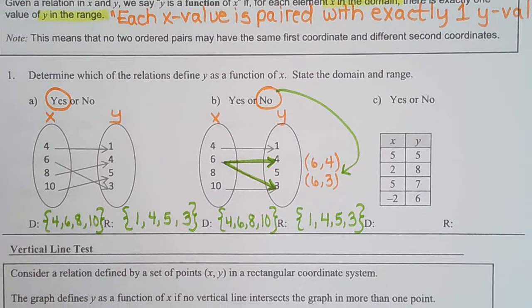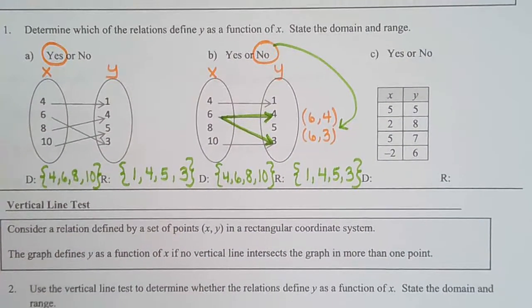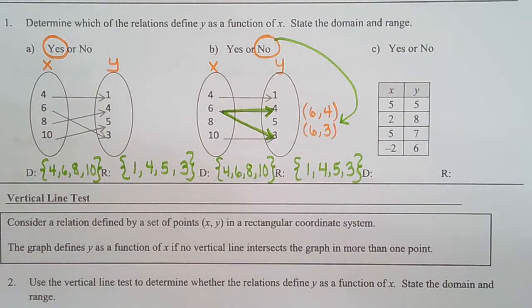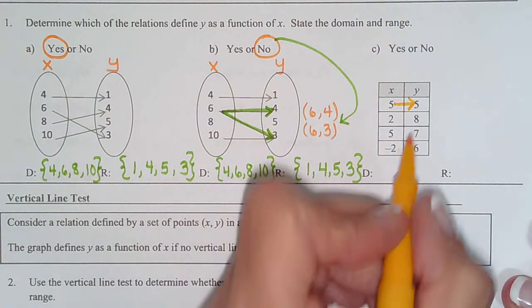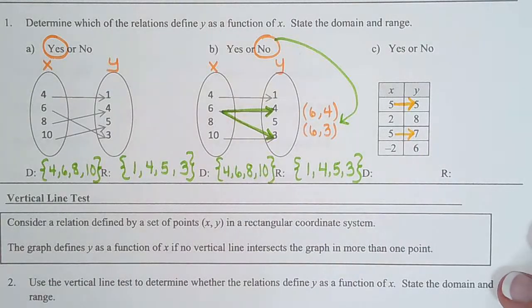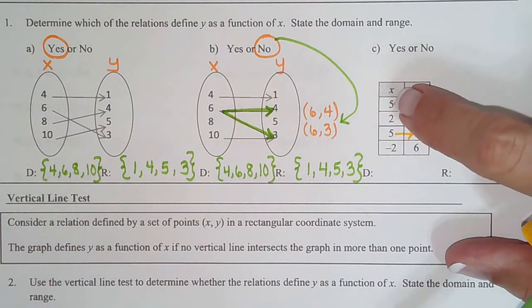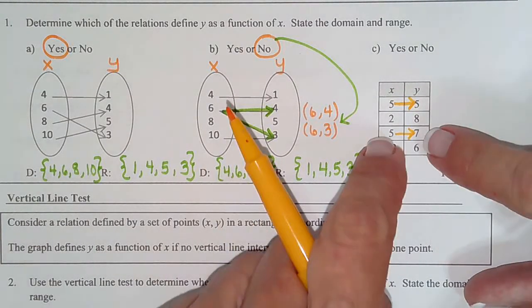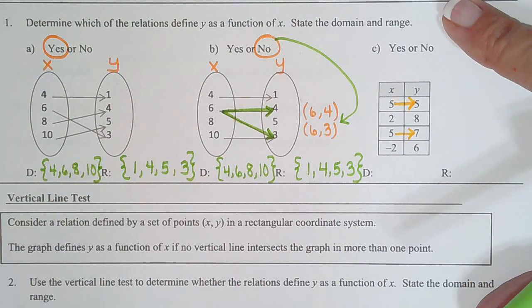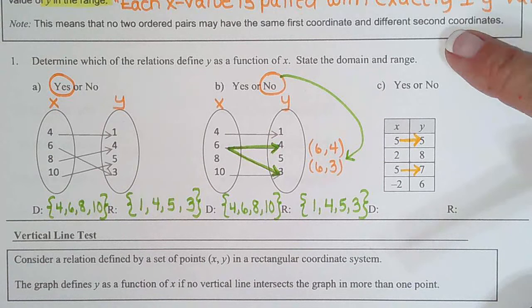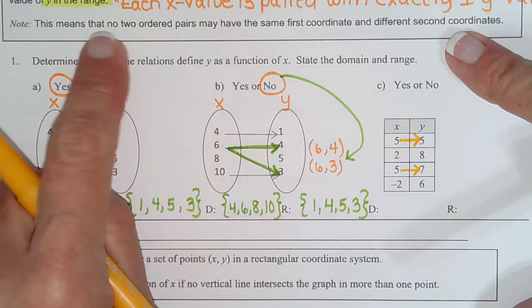Okay, so look at C. So before I tell you the answer, tell me what you think. Function or not? Say no, say no. 5 goes with 5. Oh, and then look down here. 5 goes with 7. The easiest way to tell is look and see if your x is repeated. If there's an x repeated, see if it's paired with two different y values. And if it's paired with two different y values, then it's not a function, just as this note means.